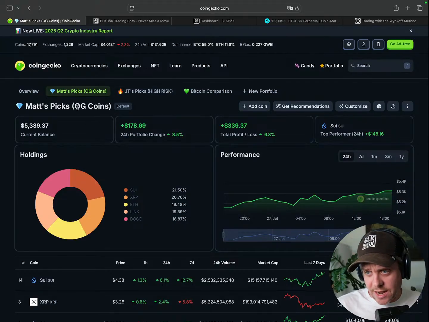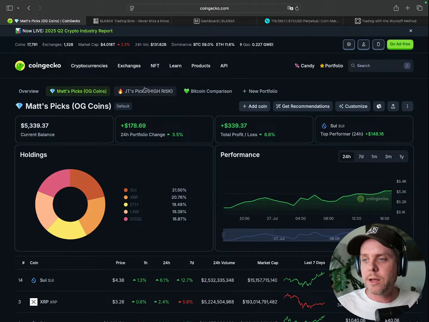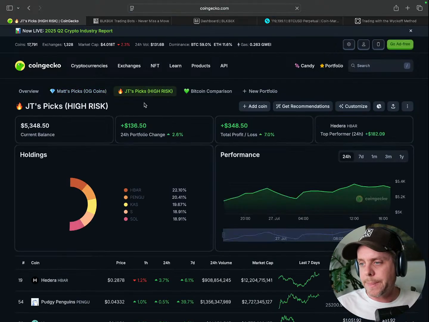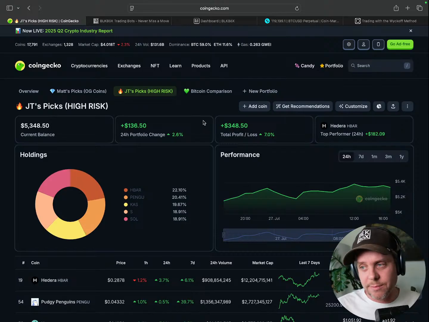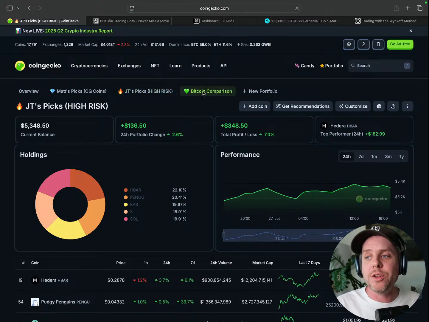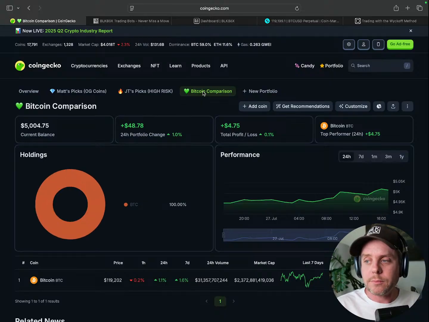And as it stands right now, Matt's portfolio is up 6.8% overall. So the $5,000 portfolio is 5,300. My pick is up 7%, slightly above, not much. We're pretty much matched. It's still a $5,300 portfolio. And when you compare that to Bitcoin, it's flat. It's flat since we created these portfolios. It's up $4.